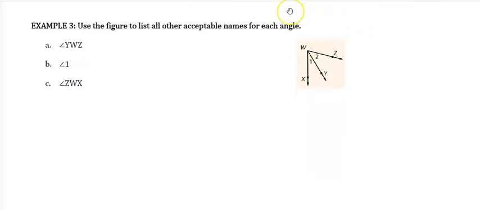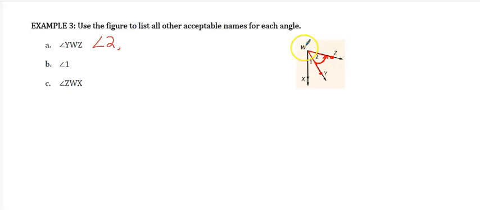It says use the figure to list all other acceptable names for each angle. If we look at angle YWZ, going from Y to W to Z, what other names could we give this angle? Could we call it angle 2? Because there's a 2 in between here, right? It's going from this side of the angle to this side of the angle. That's angle 2. Yes, we can absolutely call it that.